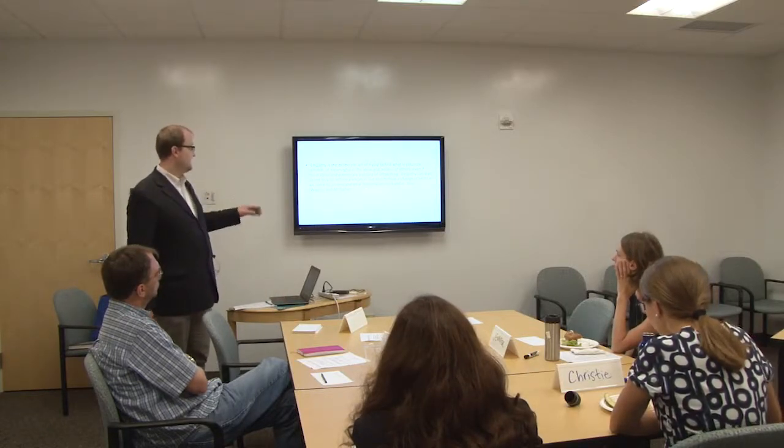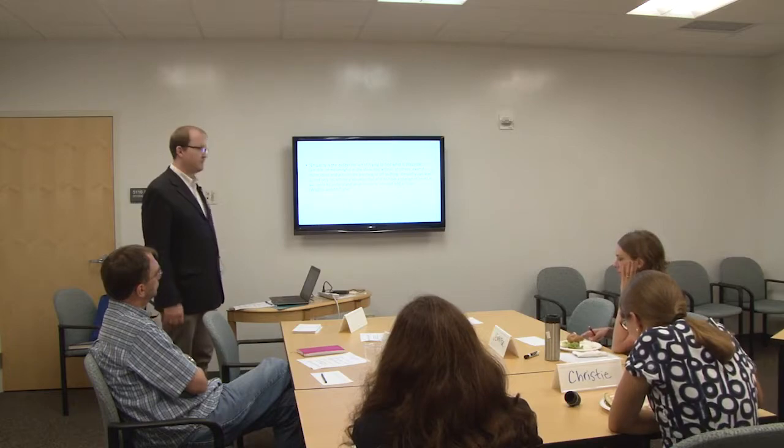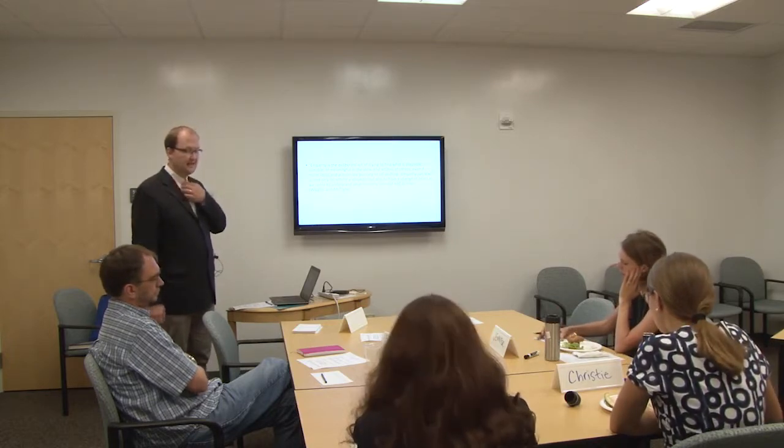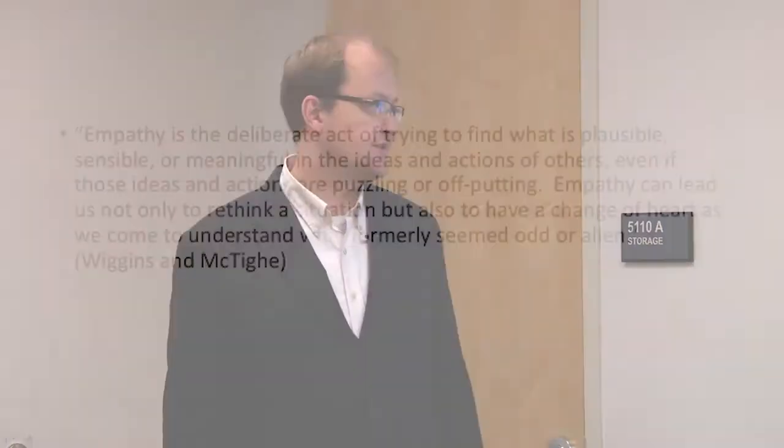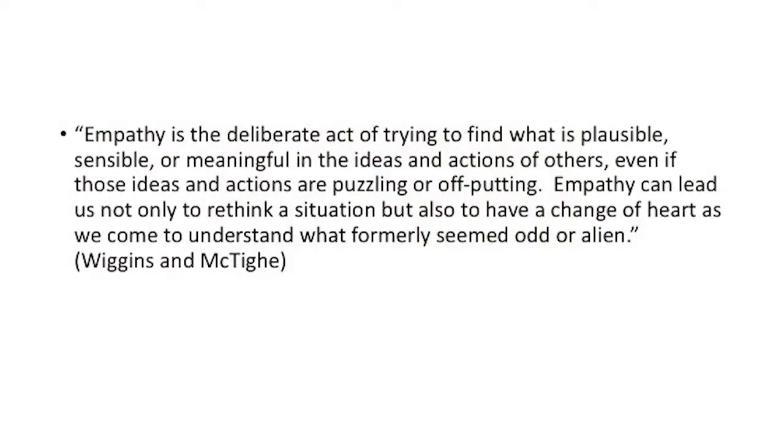So Wiggins and McTighe is one of the models or taxonomies I'm going to be using today. They wrote a book called Understanding by Design. And this is a definition of empathy that they have. And empathy is one of their six major building blocks of designing a course design. Empathy, they say, is the deliberate act of trying to find what is plausible, sensible, or meaningful in the ideas and actions of others, even if those ideas and actions are puzzling or off-putting.